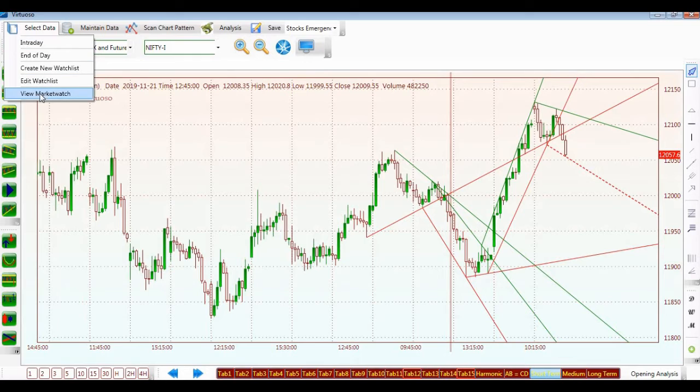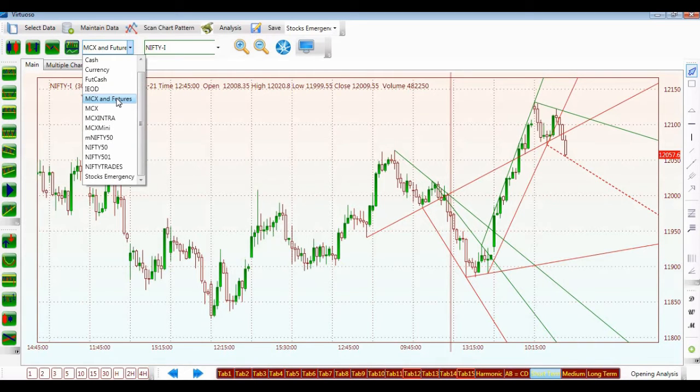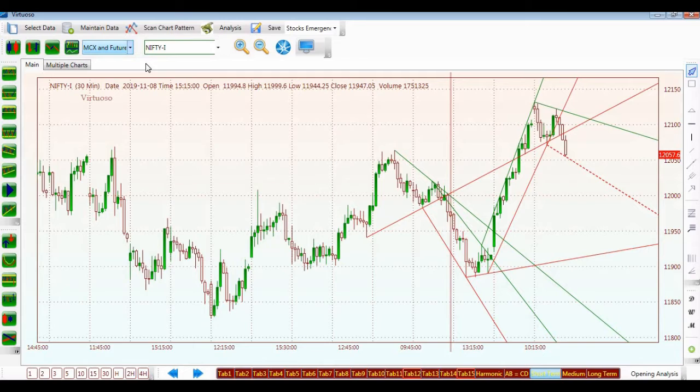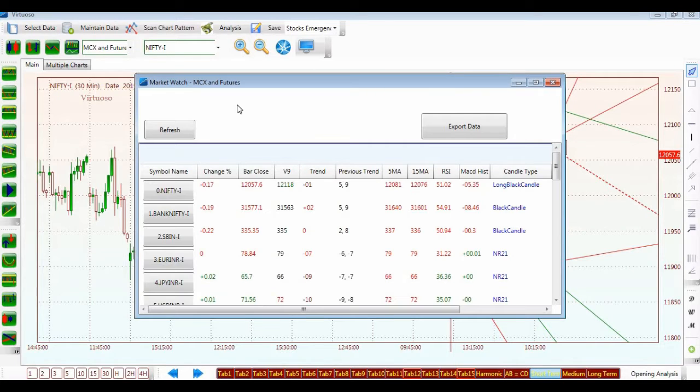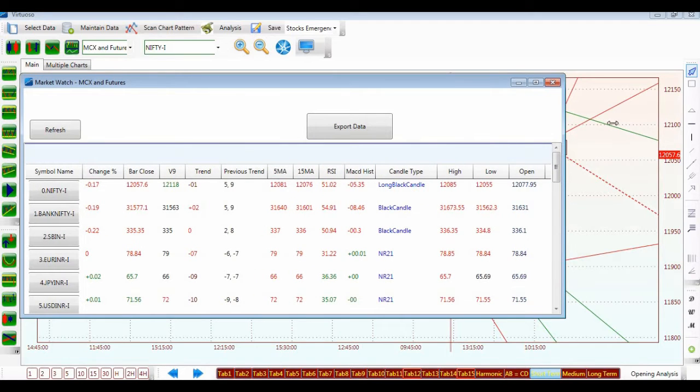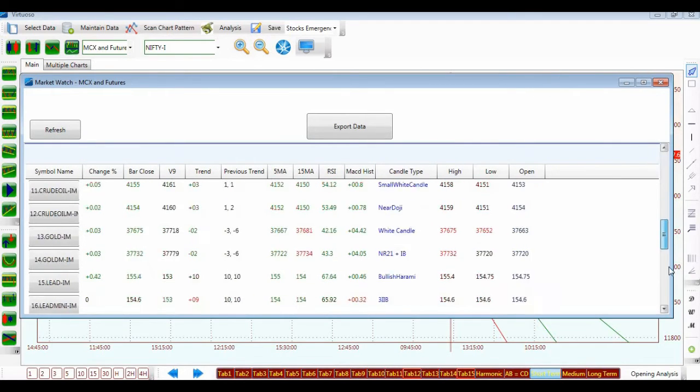And the last one is View Market Watch. This is an amazing feature in Virtuoso, which gives you the automatic direction and trends of different watch lists. For example, if I select MCX and futures here, it is going to scan all the charts of currency, commodity and Nifty, and it will give you the trend. Let's try this. If I click View Market Watch, it opens a new window for me, and this is going to give me all the trends.